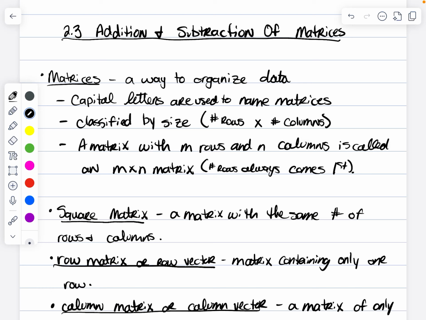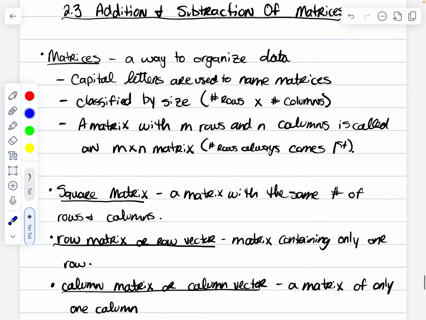All right, so now we're going to be talking about adding and subtracting matrices. But let's go over a few things. Matrices are used to organize data. Capital letters are used to name matrices, like capital A, capital B, capital C.